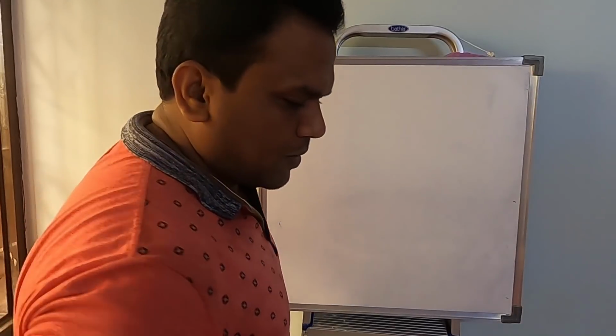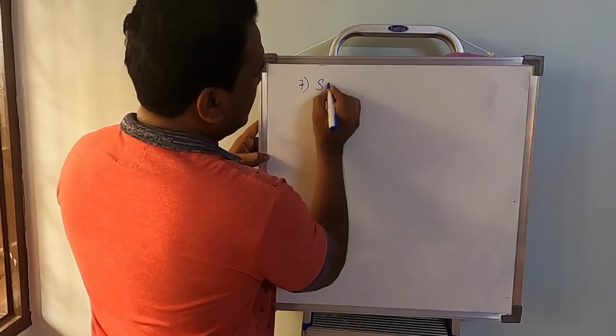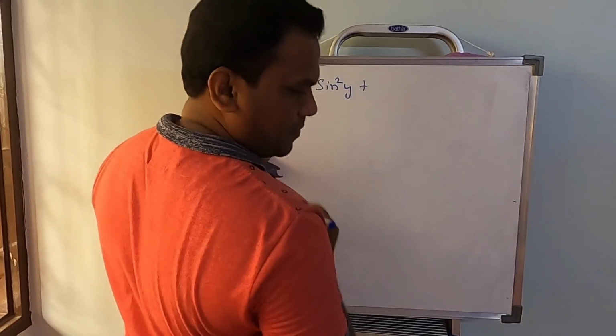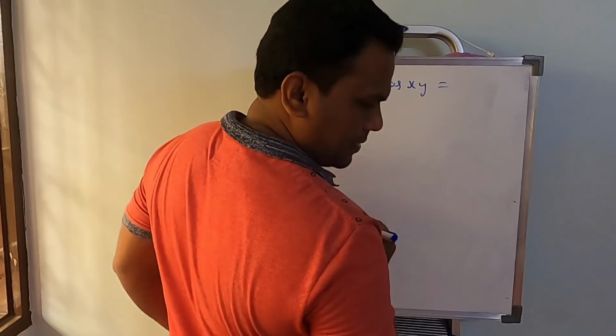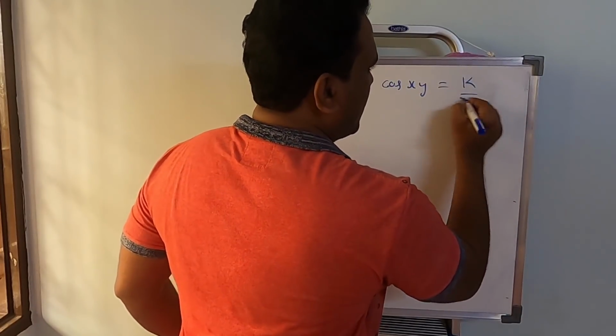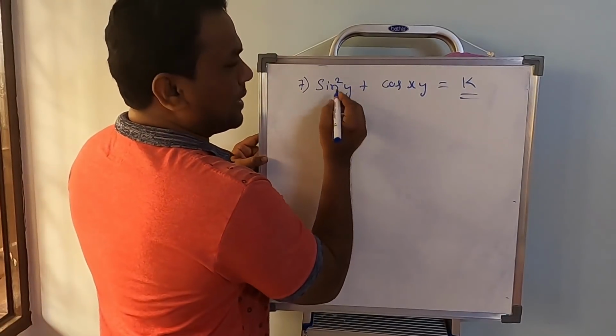So let's go to problem number 7. Problem number 7, they have given it as sin square y plus cos of xy is equal to k. Remember, k stands for a constant. So let's try to differentiate.